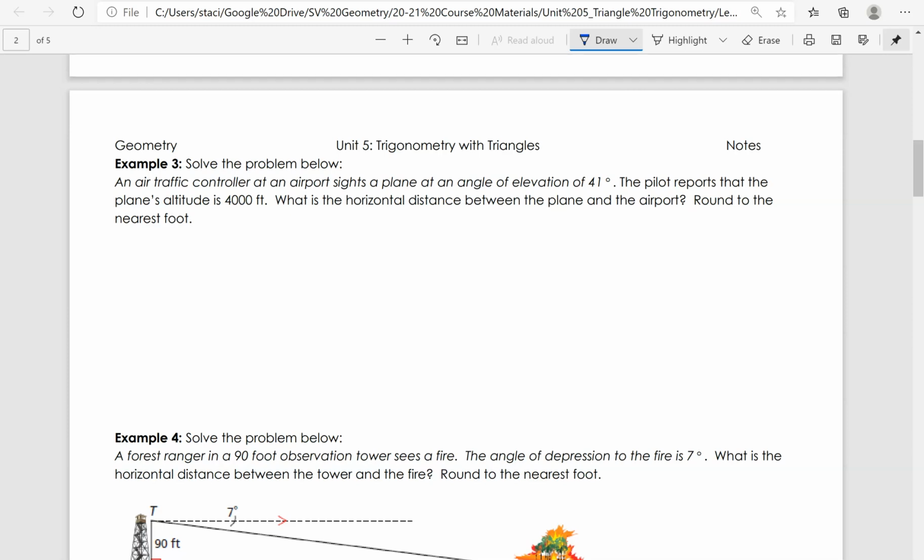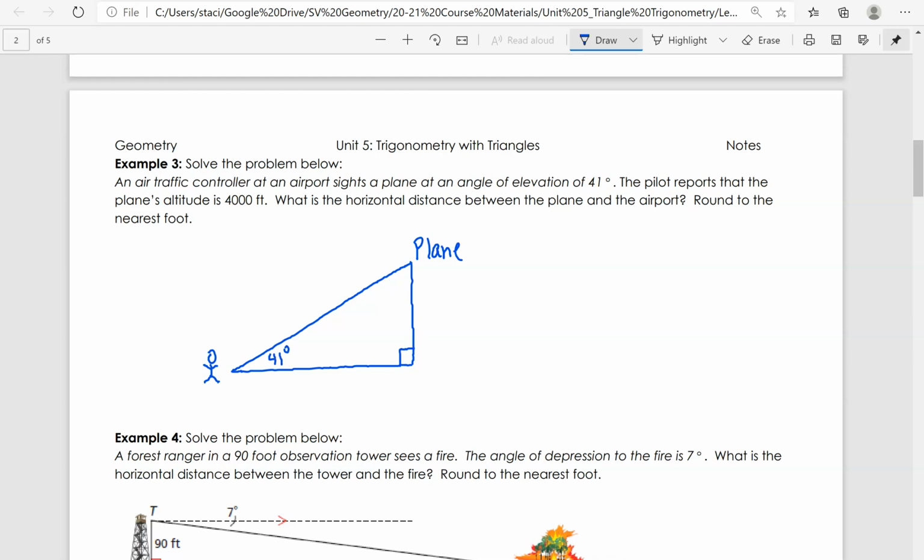So this one says an air traffic controller at an airport sights a plane at an angle of elevation of 41 degrees. If we think about a plane, we know it's somewhere up in the air, and we have the airport controller. We'll just say it's this person right here. I'll draw a little picture. The angle of elevation is 41 degrees, so he is looking upwards from his original horizontal line. Okay, so this is going to be my right triangle, and we know the angle of elevation is 41 degrees.